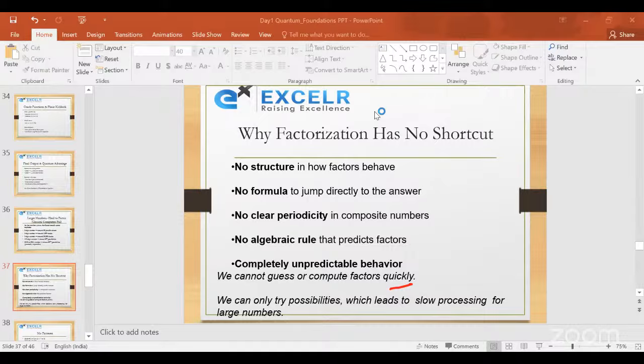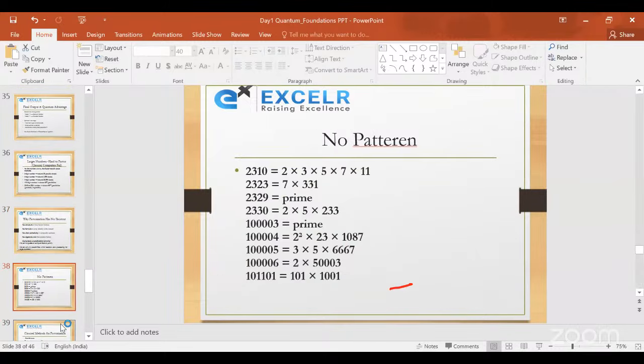Because while teaching students, while dealing with my interns, they are constantly asking these questions. Sir, this factorization problem is so difficult, we are not believing it, and I was also not believing. Yeah, see, there is no pattern.